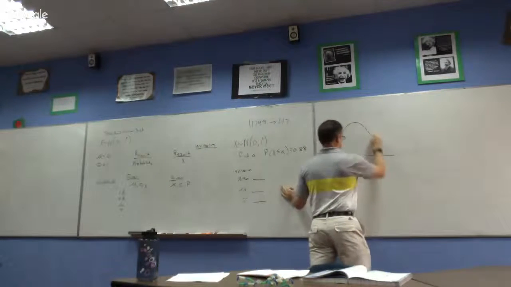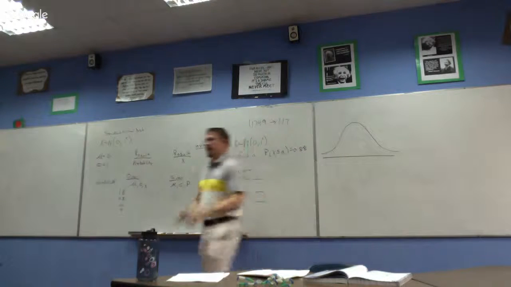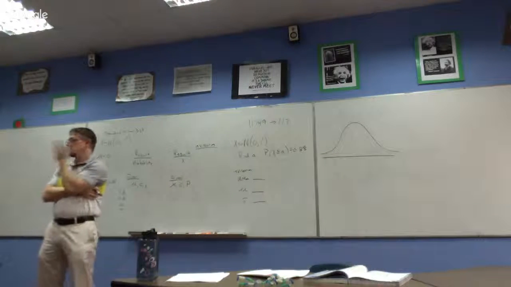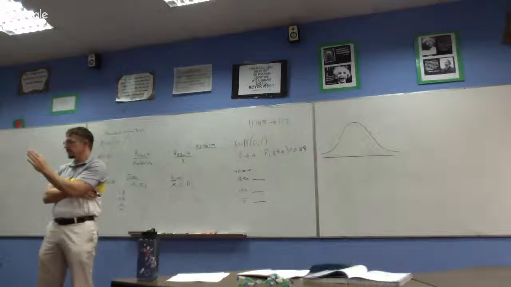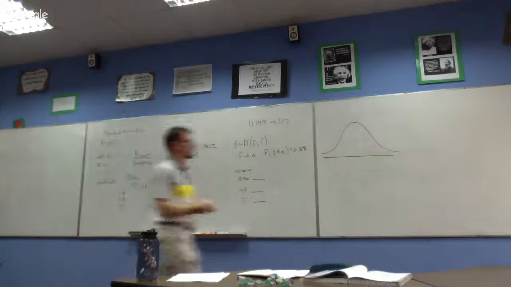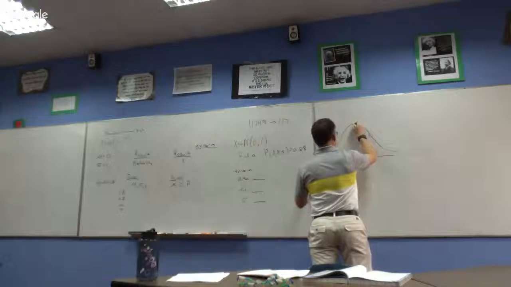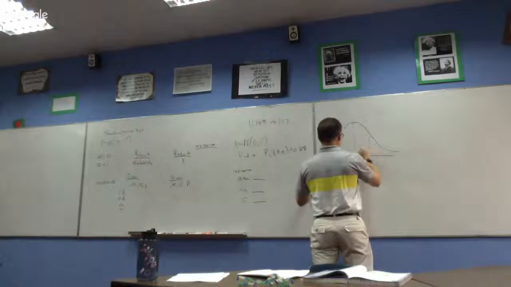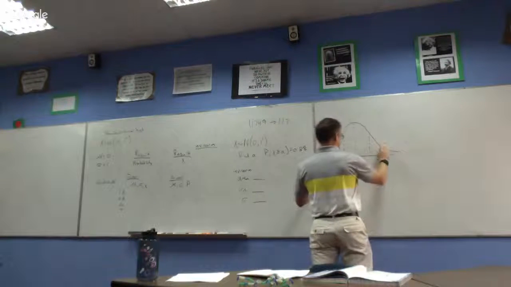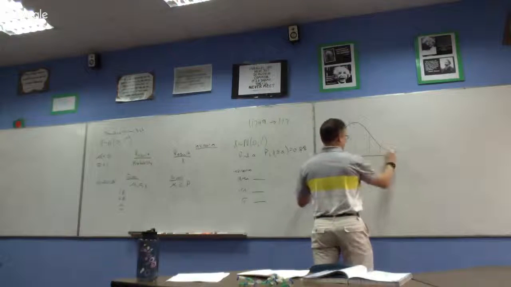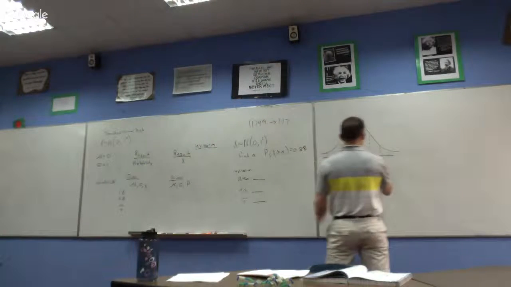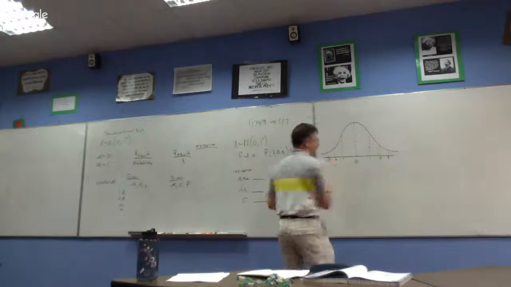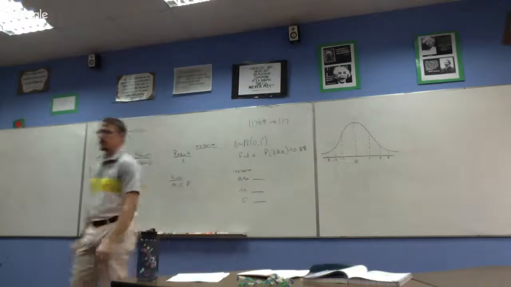Now, remember this graph, where is that? Well, what do we know? It's a standard normal distribution. The mean is 0, so right here is 0. What are the standard deviations? 1. So this is 1, that's 2, that's 3, that's -1, that's -2, that's -3. Quick, easy sketch. Not accurate, but it's a sketch.